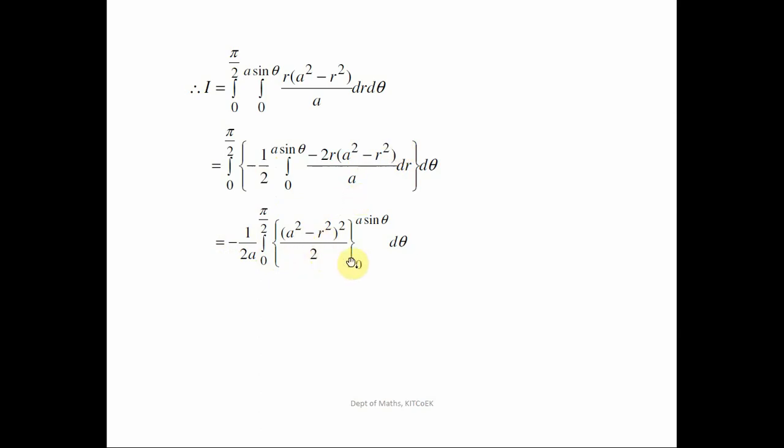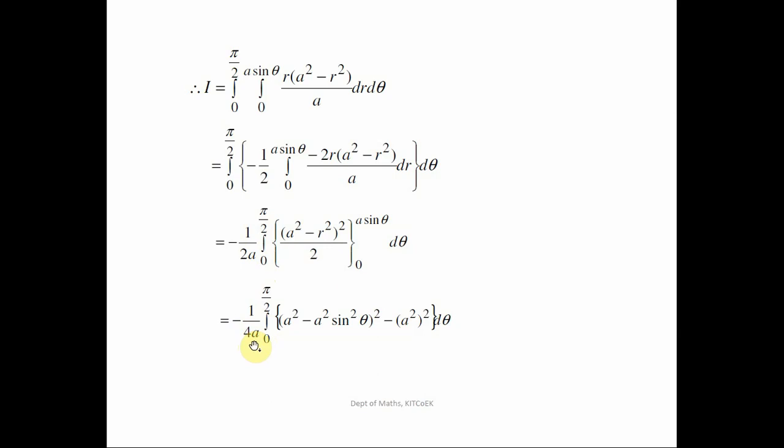And in this, put the limiting values. So the limits are 0 to a sine theta. So first put the value of upper limit in that integrated expression. So a square minus r square is to be replaced by a sine theta: a square minus a square sine square theta bracket square, then minus lower limit, which is 0. So if you put r equal to 0, this term will become a square and its square is there. This denominator 2 is already taken outside, so that minus 1 by 2a into 2, it will become minus 1 by 4a.